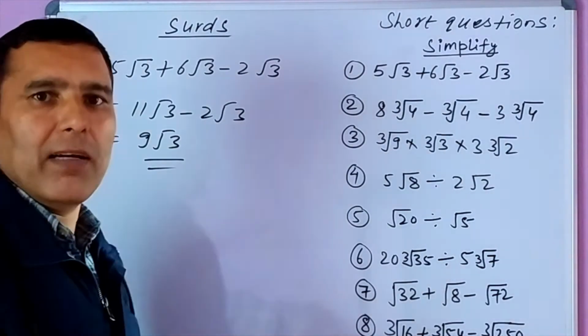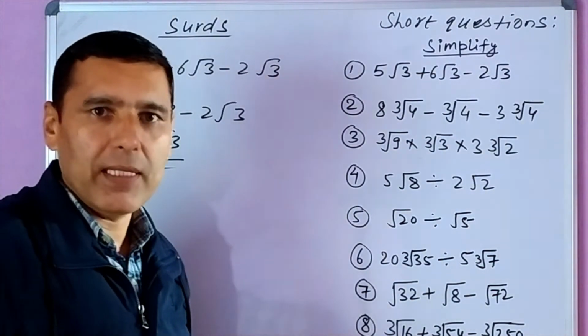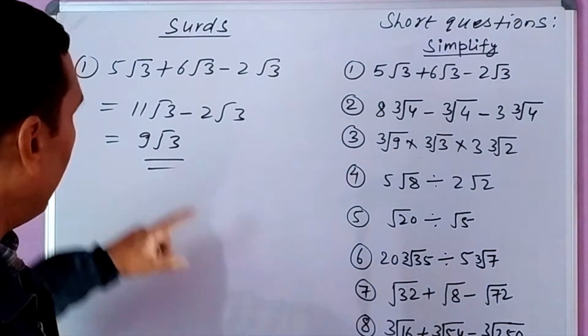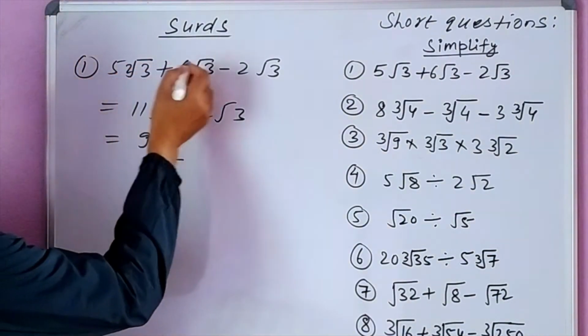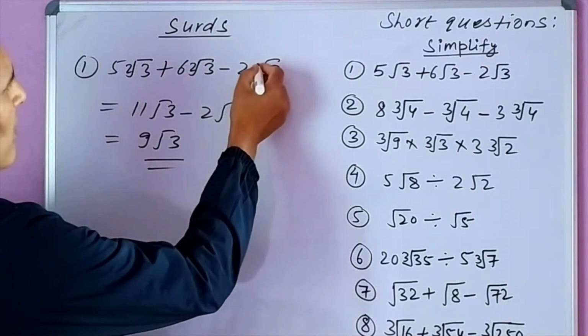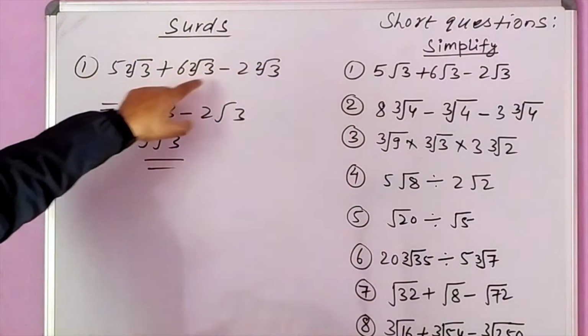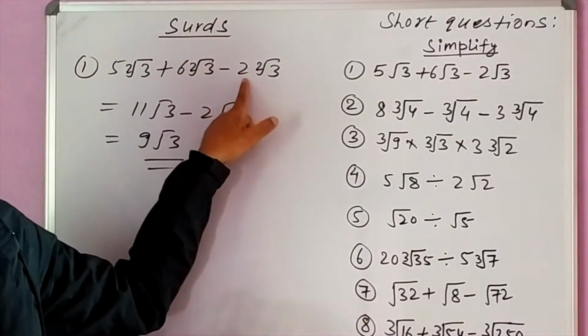Like surds means surds having the same order as well as same radicand. Look here. If there is nothing, there is order 2. Order of this is 2, order of this is also 2, order of this is also 2. This 5, 6 and 2 are the coefficients. These are not the orders.